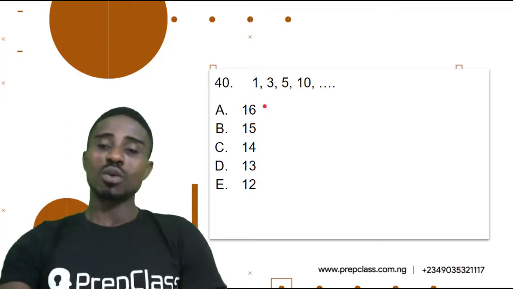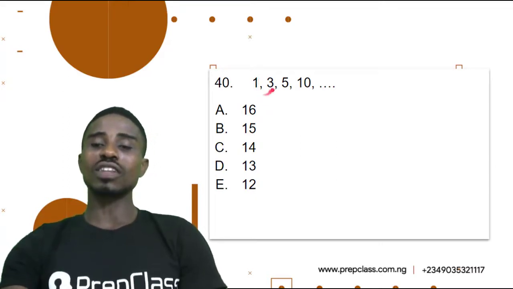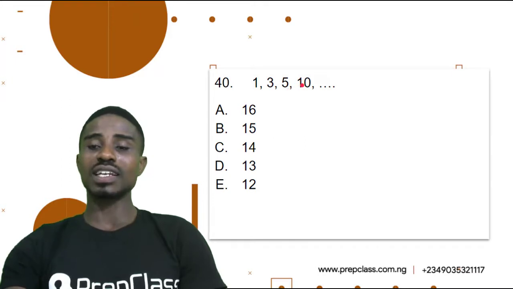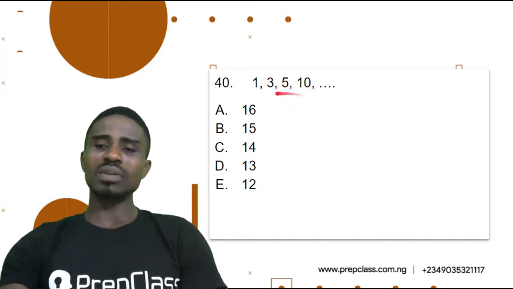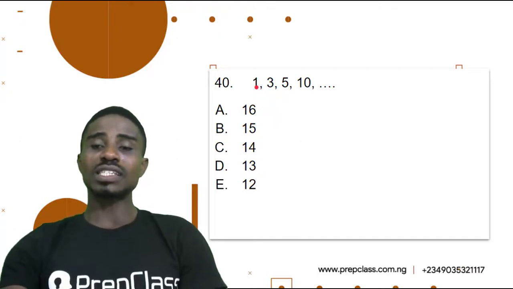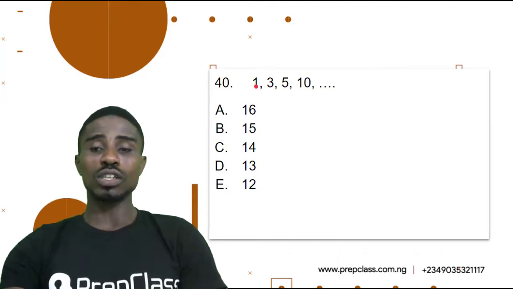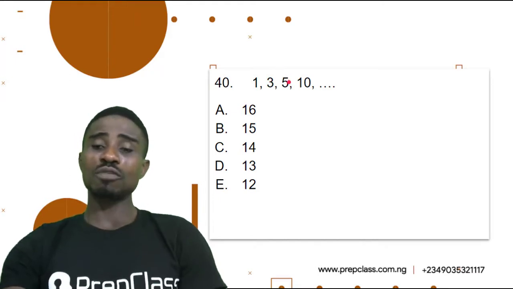Question 40. We have sequence 1, 3, 5, 10, and a missing space. So how do we go about this? We need to analyze this question and see what our missing space is. Now, in analyzing this, you agree with me, it's a count, or it should be a count of 2. 1 plus 2 is 3. 3 plus 2 is 5. Well, 5 plus 2 isn't 10. So definitely there is a problem with this question.